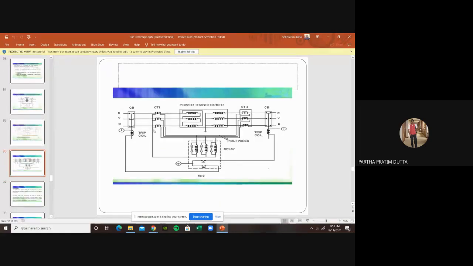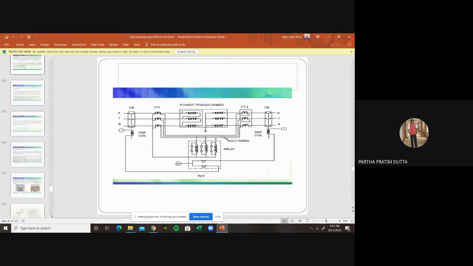Now this is how this differential protection is operating through a trip coil, through the pilot. So this particular diagram shows that idea. I don't want to elaborate because time is running away.